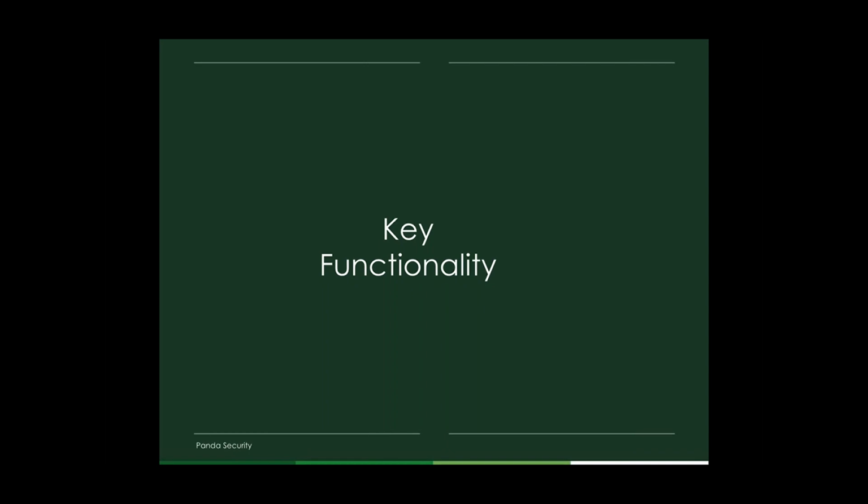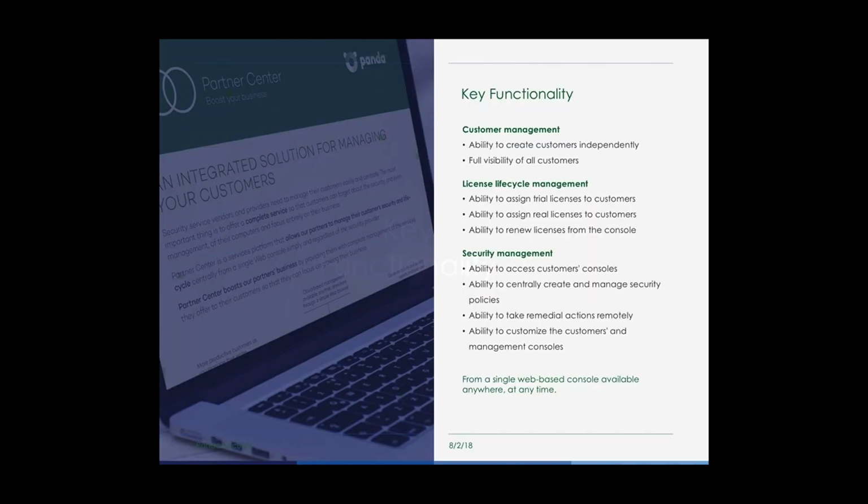Now let's talk a little bit about the key functionality inherent in the Partner Center. We'll look at 3 different categories: customer management, license lifecycle management, and also security management. From the customer side, one of the big pluses is that you're going to have the ability to create customers independently of us. That means that if you're out there working with a prospect, you have somebody that is interested in the software, you're not going to have to stop everything that you're doing, get in touch with us, go through the process of creating a customer before you can provision a trial.